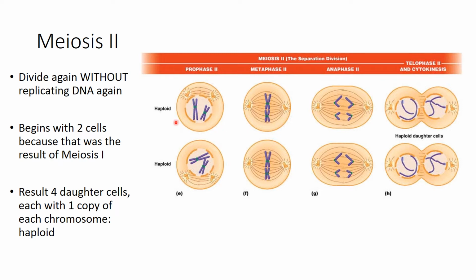Notice also there's no crossing over in prophase 2, so none of that extra stuff that happens in prophase 1 happens in prophase 2. All of that's already done with. All we're doing is going through that process of dividing, so this part's very much like mitosis.